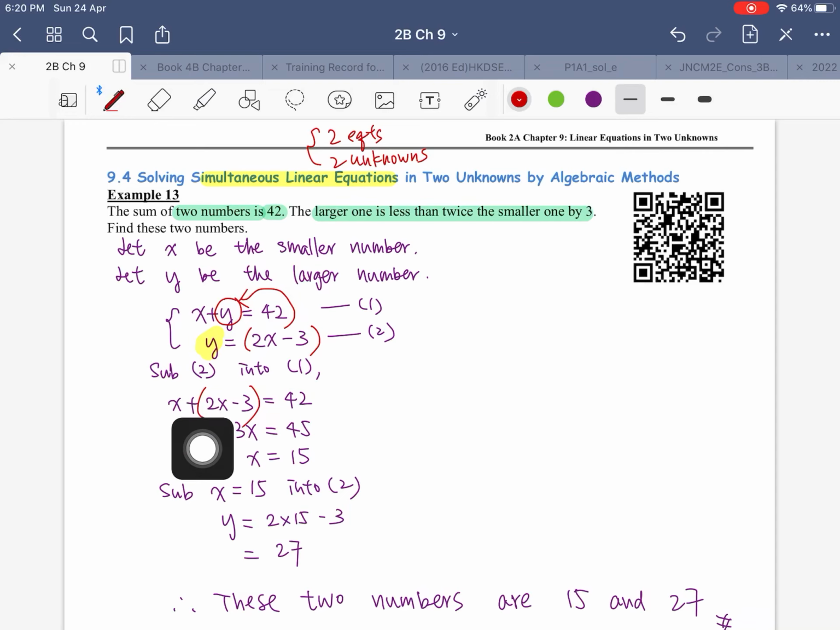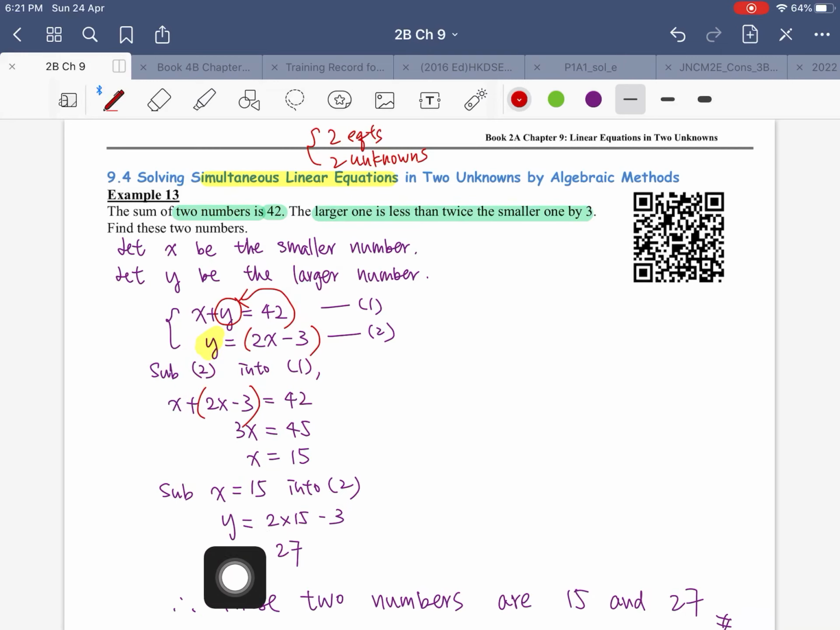So x plus 2x is 3x, and minus 3 thrown to the right-hand side becomes plus 3, so it equals 45. Divided by 3, x is 15. Then you can solve one of the unknowns, right? But you need to solve the other unknown as well. Now that you have x, I put the value of x back into equation 2. Actually, you can put it into equation 1 as well and you will get the same answer. But because in equation 2 y is the subject, you don't have many steps to solve it. So I put it into equation 2.